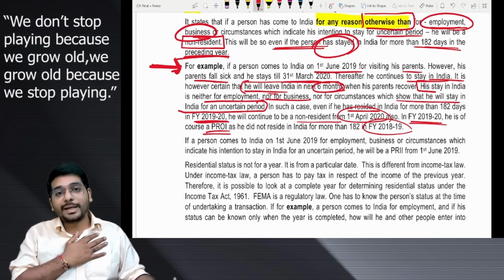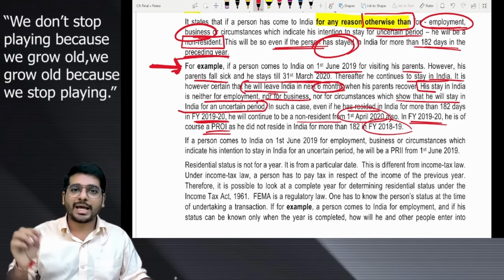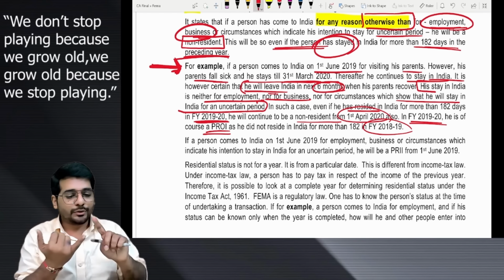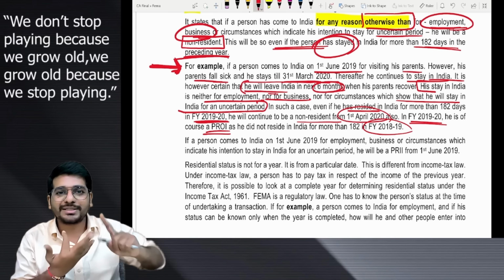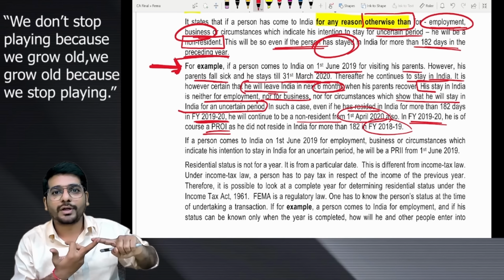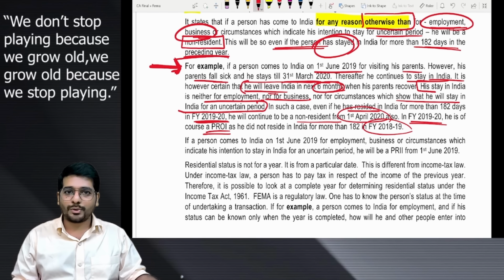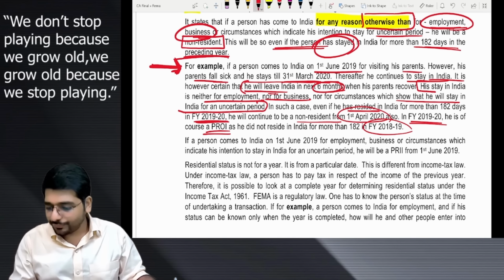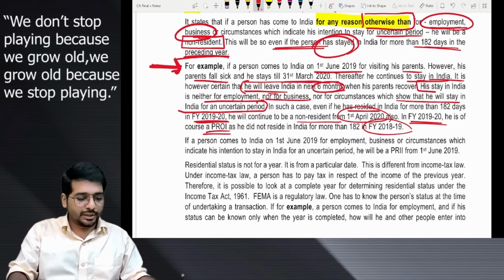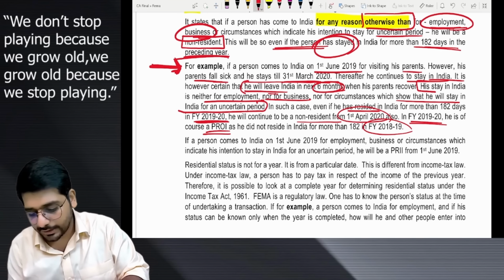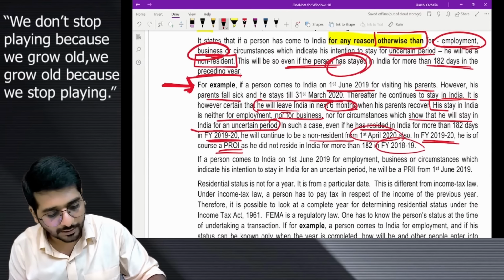Our doubt was, in 2021 will he be treated as a PRI or not? Answer is no, sir, because not for employment, not for business, and definitely not for an uncertain period. He is going back in 6 months. That is what we are sure about. Understood? You can read this from your study material. I will give you the reference also. Go to page number. I will write it in the RTP itself so you can refer to it.